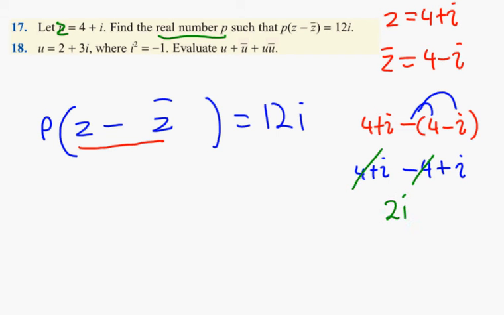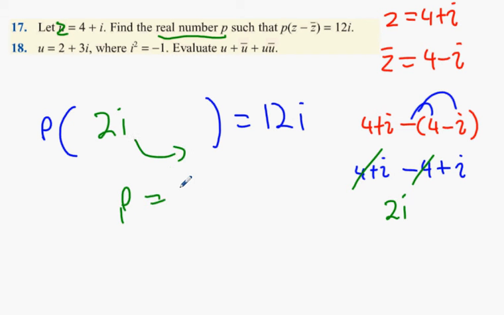And what are we left with? 2i. Now a question that previously looked very, very difficult, all of a sudden, it's P multiplied by 2i gives you 12i. What is P? It is 6. Divide the 2i underneath the 12i, and the i's cancel. 12 divided by 2, 6. If P was 6, it would multiply the 2i and turn it into the 12i. So that's all we need to know for that one.